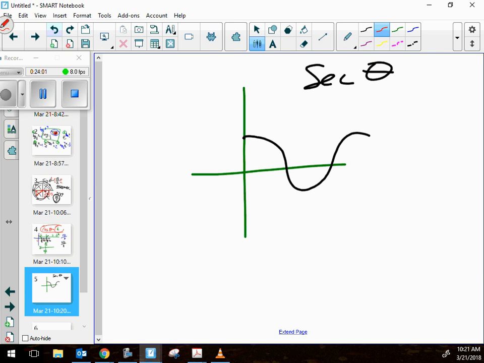So here's a question you could answer from the graph, if you've labeled these things right. Secant of theta is equal to -1 someplace, isn't it? What angle is that?